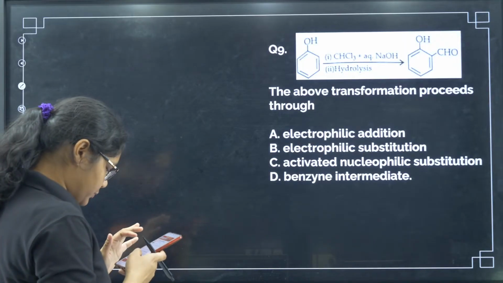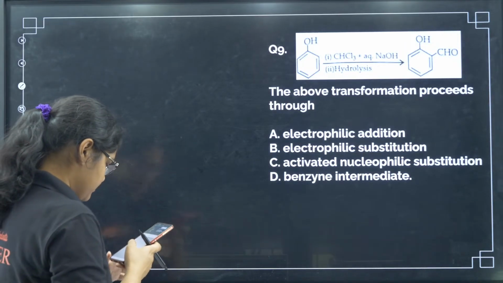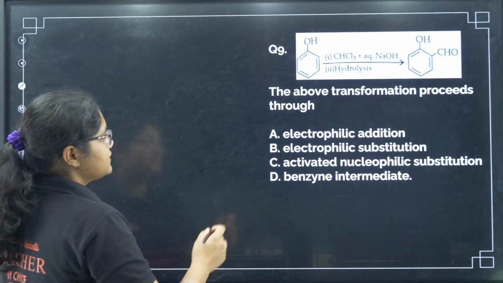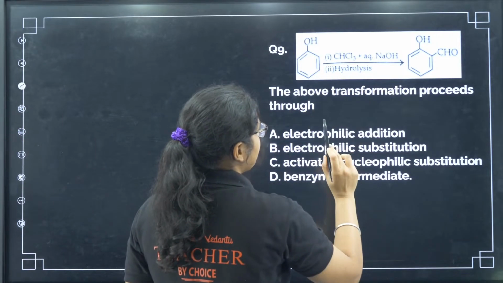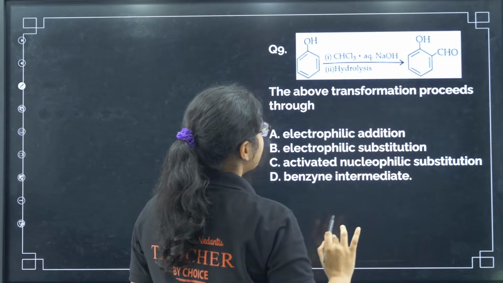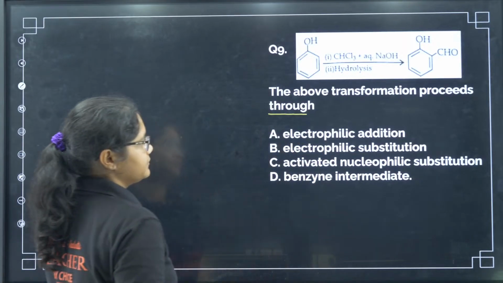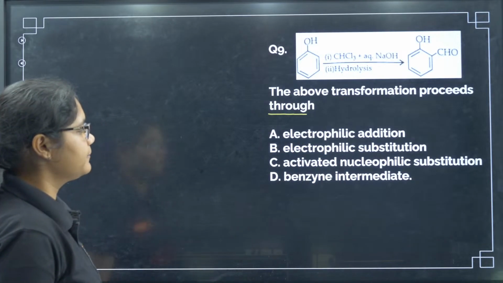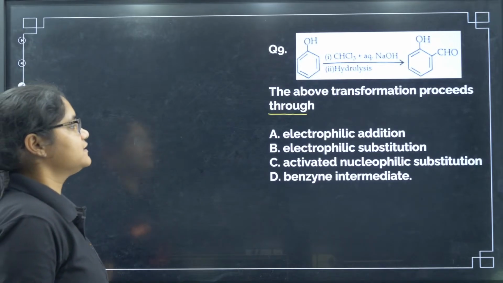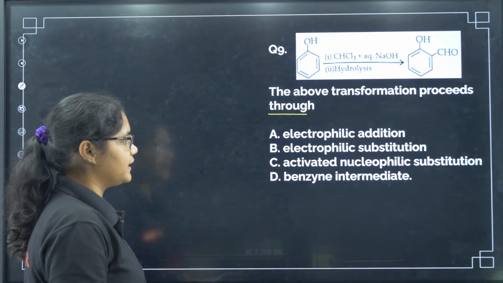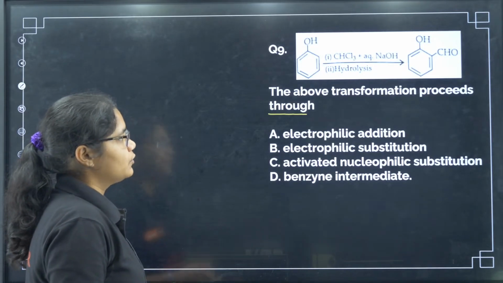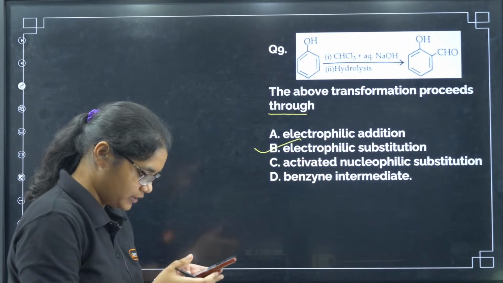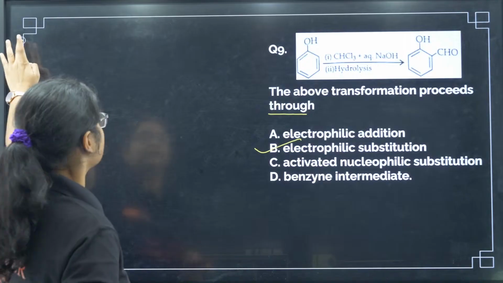Next, let's move to question number 9 here. That is, we have OH, CHCl3 plus aqueous NaOH and hydrolysis. We got this product. Which type of reaction is it? You have CHCl3 plus aqueous NaOH. So, can we say which type of reaction it is? Yes, electrophilic substitution reaction, option number B.